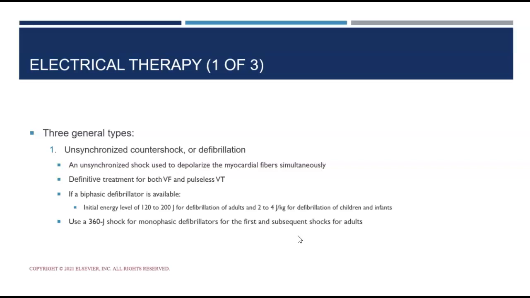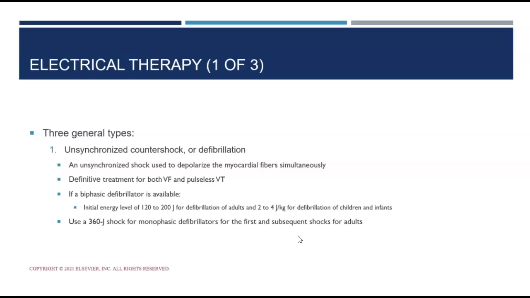Electrical activity, there's 3 general types. There's unsynchronized, which is generally called defibrillation. This is just a shock delivered to the patient, and what that does is depolarize all of those cardiac cells simultaneously. Then it hopefully resets the heart and gets it back into an organized rhythm. So it is an important treatment of both VFib and pulseless VTach.